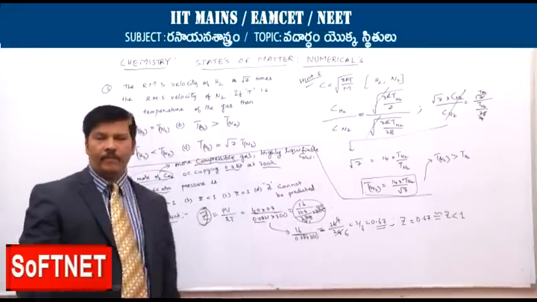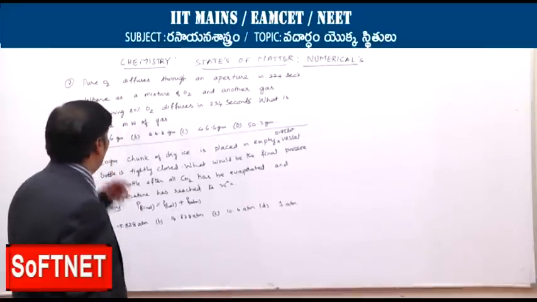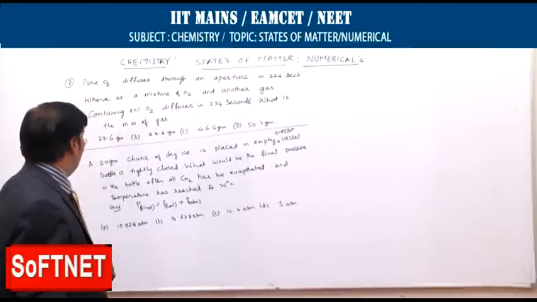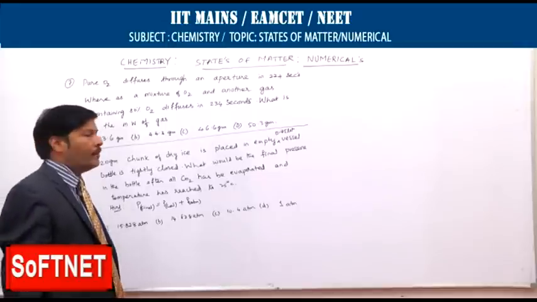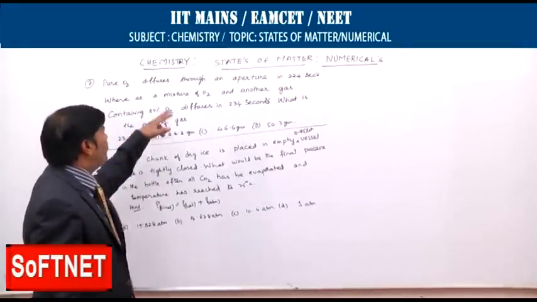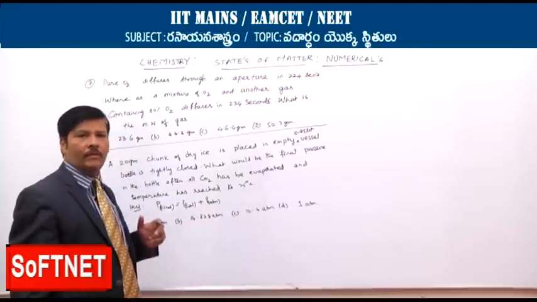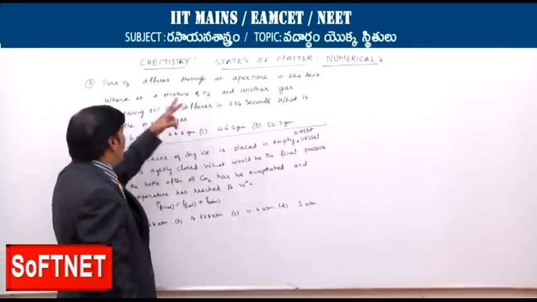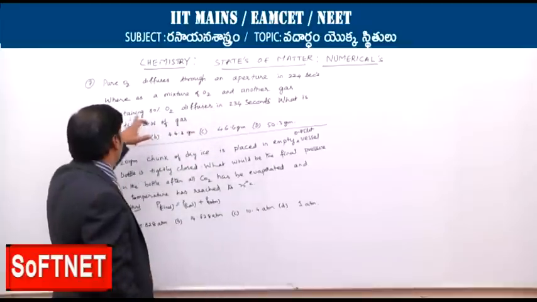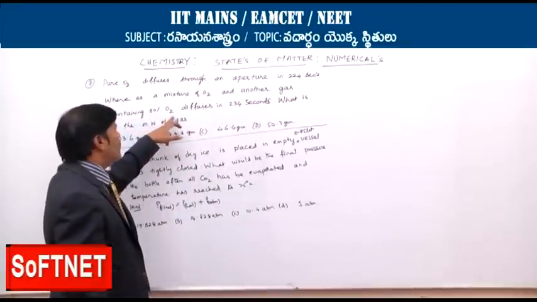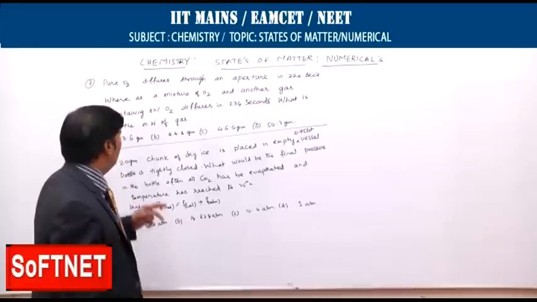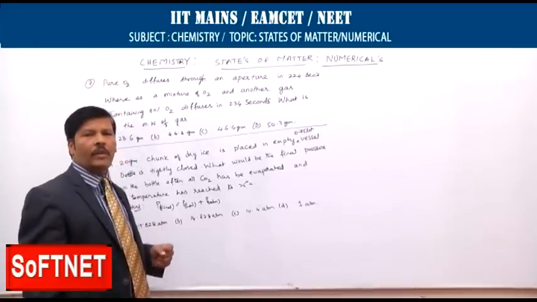My dear students, let us go to the next numerical, next two numericals, that is the 7th and 8th numerical in states of matter. Look at the 7th numerical that I gave you. Pure O2 diffuses through an aperture in 224 seconds, whereas a mixture of O2 and another gas containing 80% of O2 diffuses in 234 seconds. What is the molecular weight of the gas?